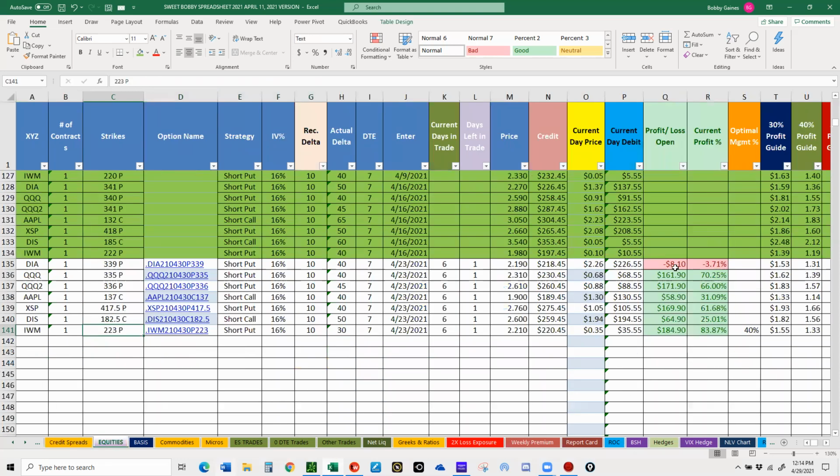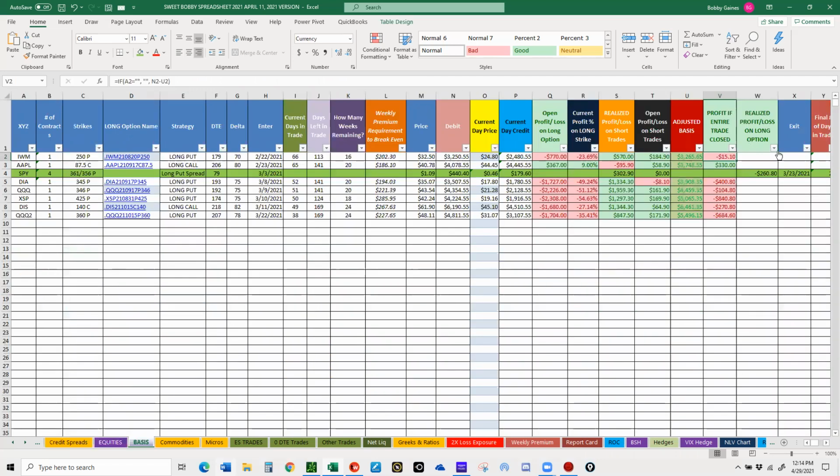Oh, man. Diamonds has gone negative on us. That's fine. But it looks like you and I are going to have a nice little payday tomorrow, doesn't it? Right? We'll have a nice little payday, cutting away at our bases on our longer dated options. Right? Apple looks really good. Look, that overall trade is $330.